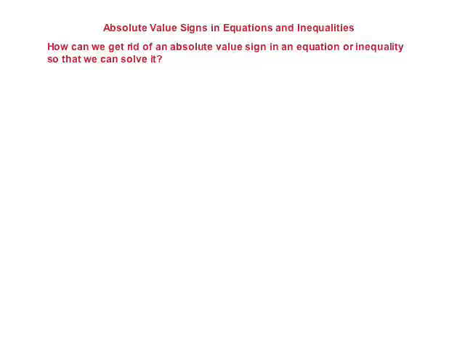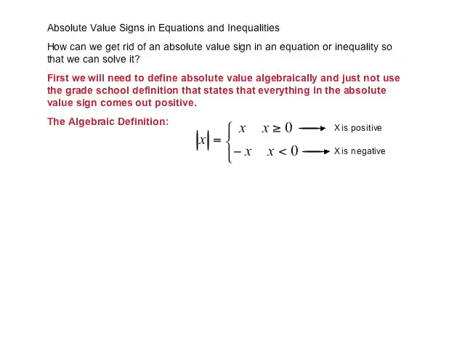Absolute value signs in equations and inequalities. How can we get rid of an absolute value sign in an equation or inequality so that we can solve it? First, we will need to define absolute value algebraically and not use the grade school definition that states that everything in the absolute value sign comes out positive.